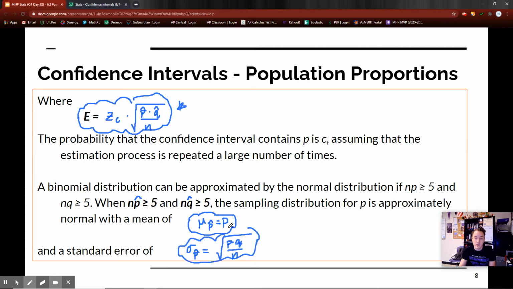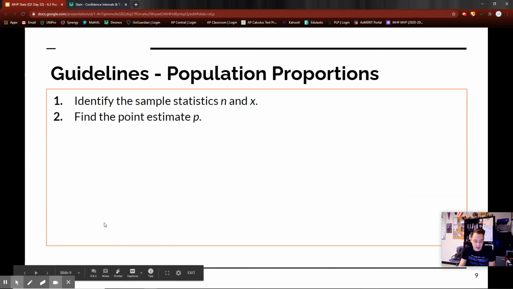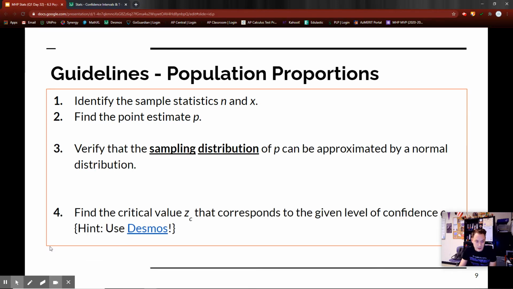So a lot of these are new formulas, I get that. We're going to go through them like normal. We're going to verify that we can use a normal distribution and so forth. And the last thing that I need to show you guys is identifying the actual sample statistics. So let's go through this, and then we'll get through some examples.